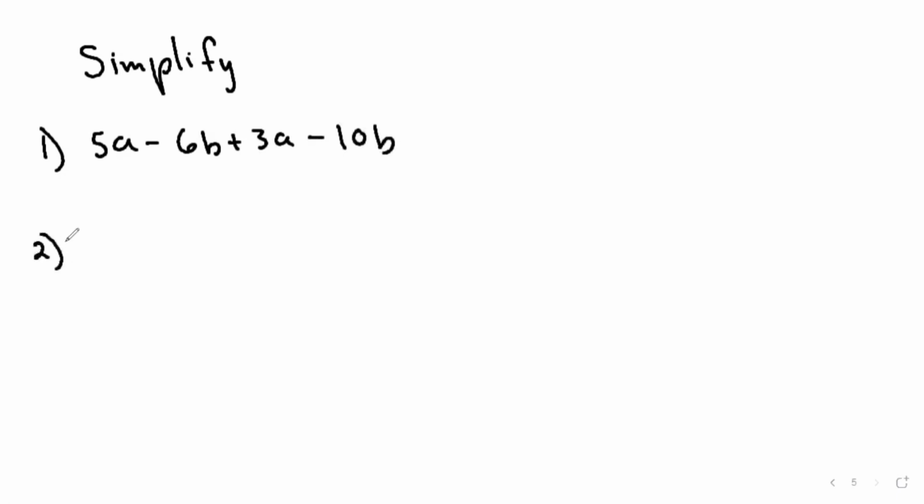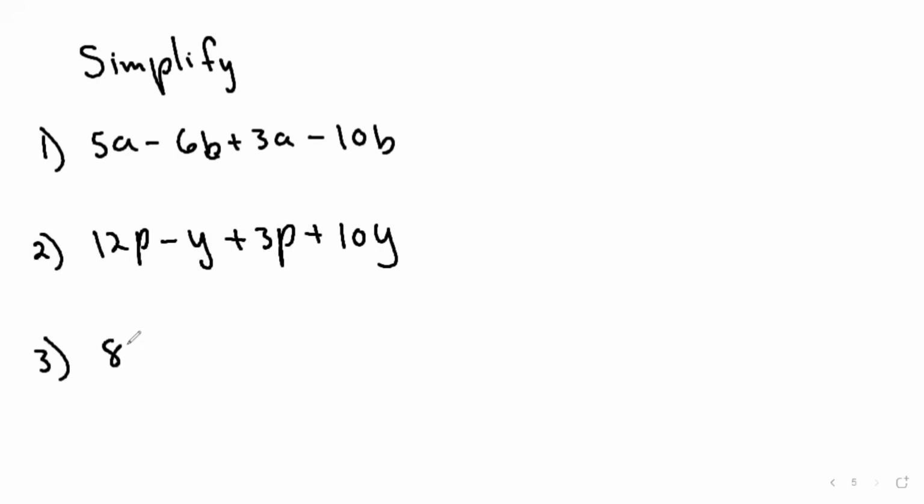Of course, you have the other elements of algebra where all these things could be played with. Then for question 2, let's say we have 12p minus y plus 3p plus 10y. And last but not least, let's say we have 8q minus 12q plus 10b. Of course, here you could pause the video and solve, but I will just go straight into the solutions of these questions.